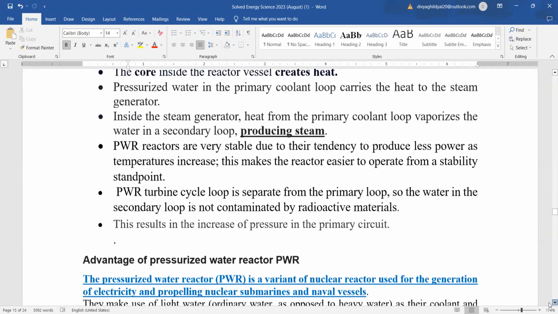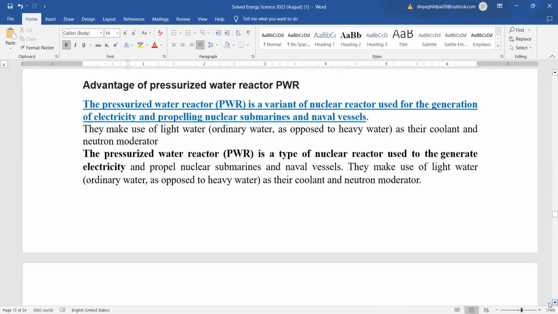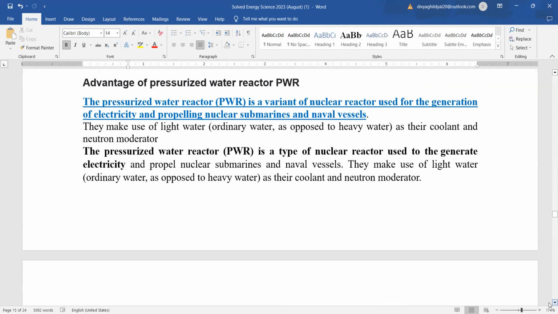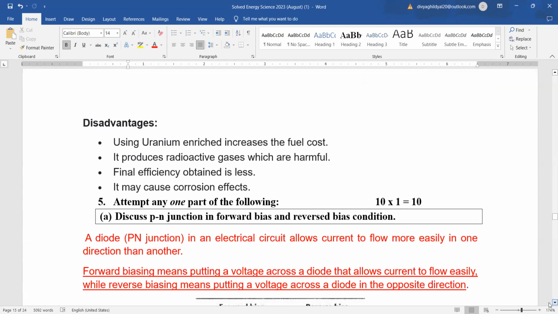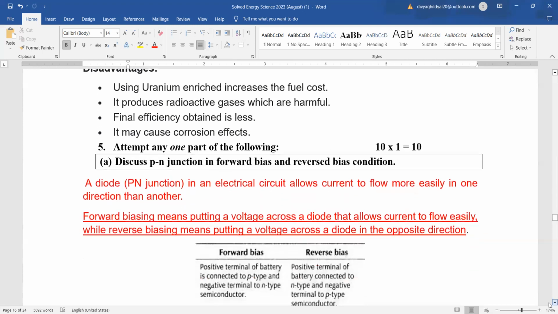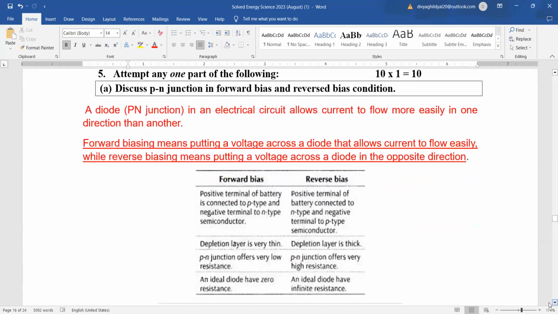They are very stable. Advantages: it is the pressurized variant of nuclear reactor used for generation of electricity and propelling nuclear submarines and naval vessels. Pressurized water reactor is a type of nuclear reactor which is used to generate electricity. And the disadvantage is obviously that uranium, radioactive materials, etc. are very costly. That is the biggest disadvantage. And it might cause certain harmful effects because it is radioactive.